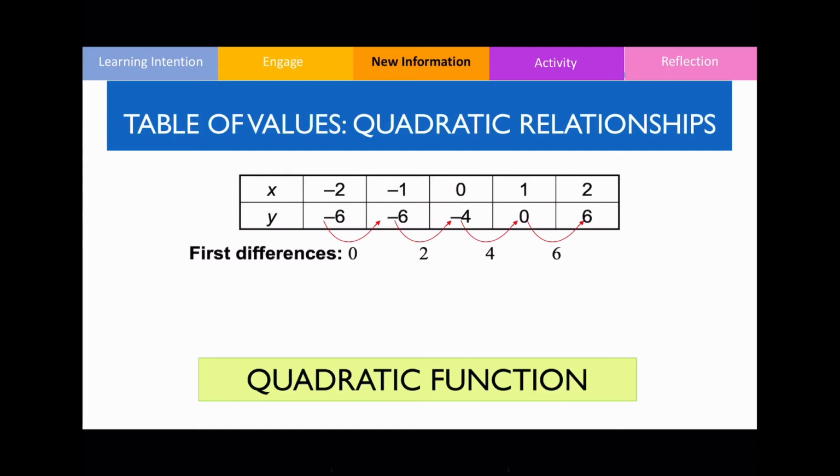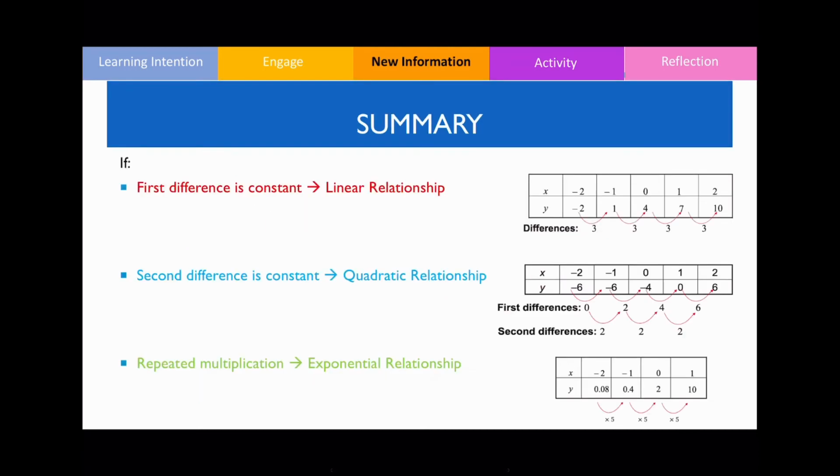Notice over here, guys, for the first difference of a quadratic relationship, you can see that it doesn't go up or down by the exact same amount. However, if you look closely, there is a trend for the first differences. You can clearly see that this will increase by 2 each time, and as a result, there is a constant second difference.